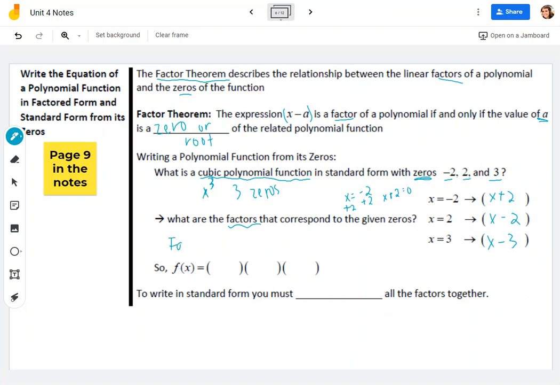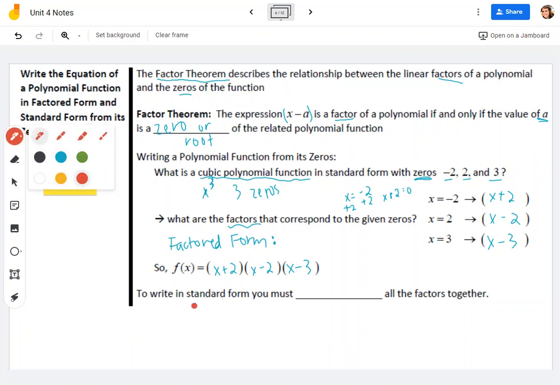So we can use the factors to write it in factored form. Factored form is when we just write all the factors next to each other. So x plus 2, x minus 2, and x minus 3.